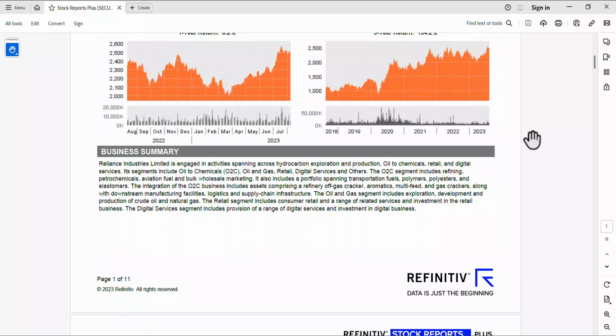Now this is the business. I told you they're into 6 business segments: oil to chemicals, oil exploration, retail business, digital, Reliance Digital, that is Reliance Jio, and media and other things. So it's giving you just a commentary on the business. So we are just skipping that.